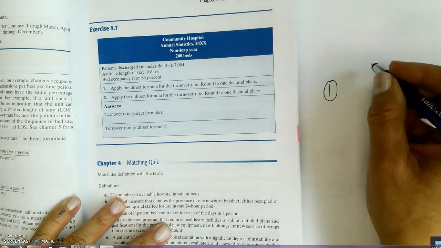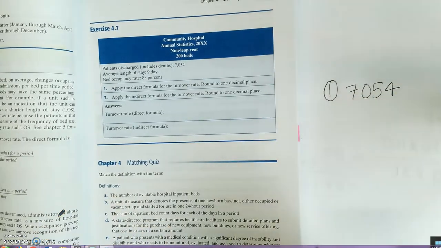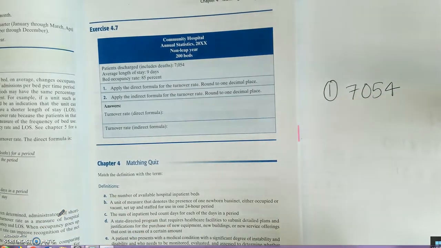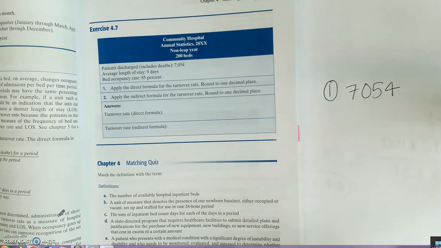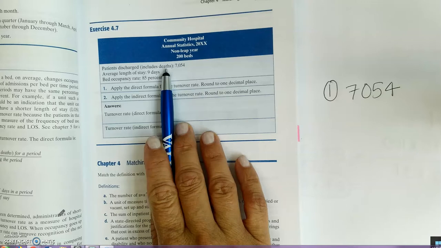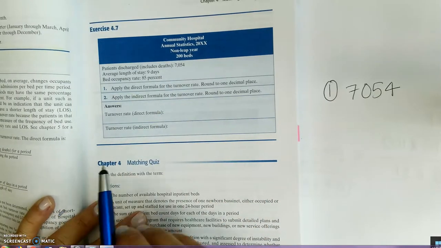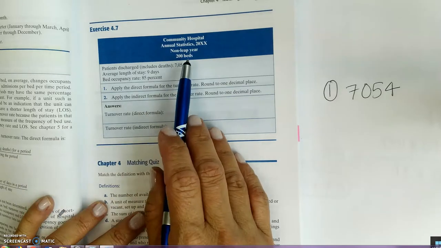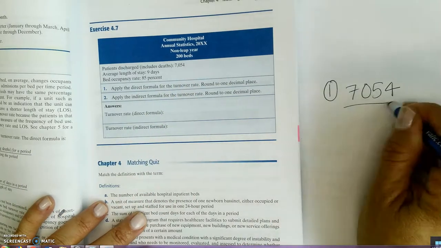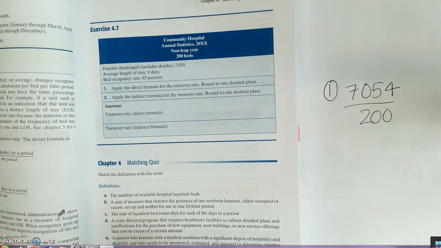So for number 1, the number of discharges, our table says 7,054. And then from that 7,054, it includes the deaths. It tells us that we're good to go. We don't have to try to figure that out. So the bottom number is average bed count during the period. Our table tells us we have 200 beds. So that's how you should set your problem up.